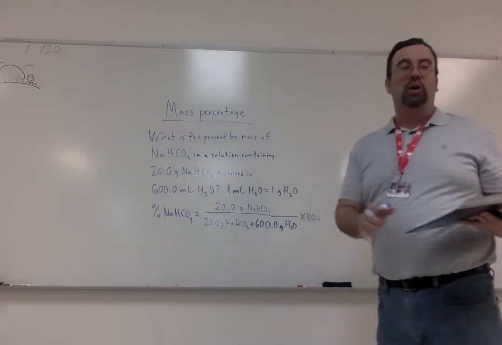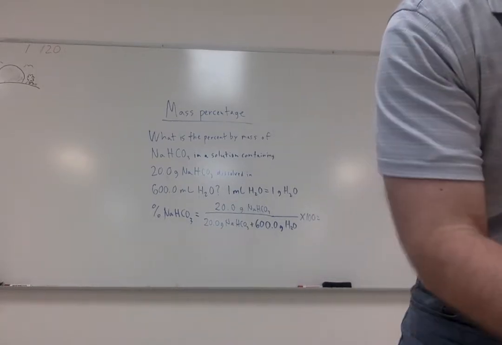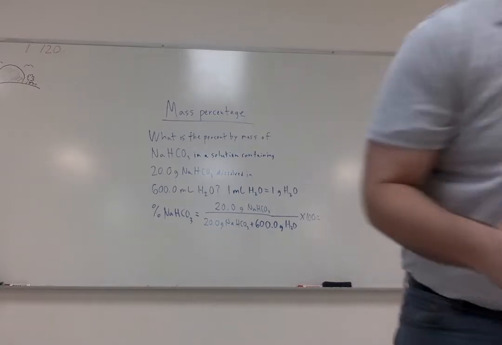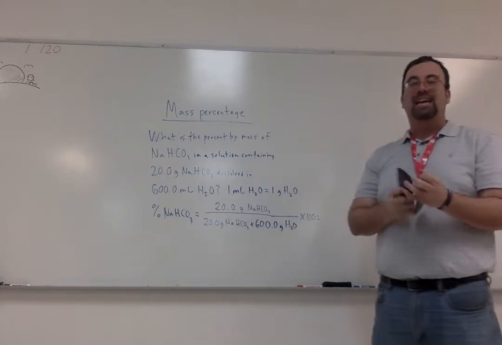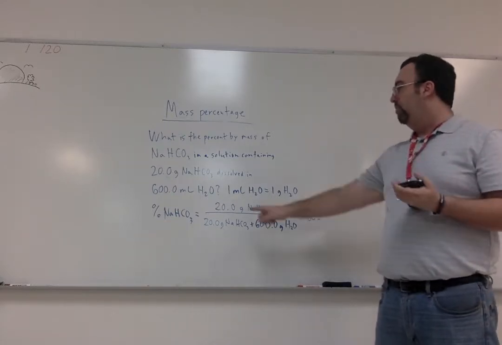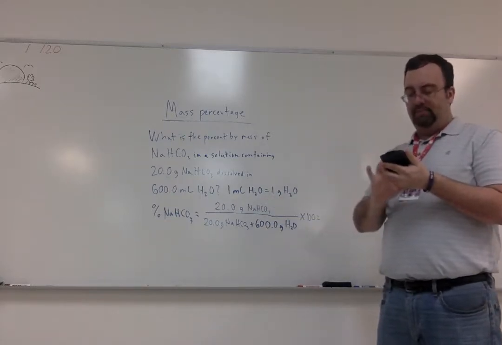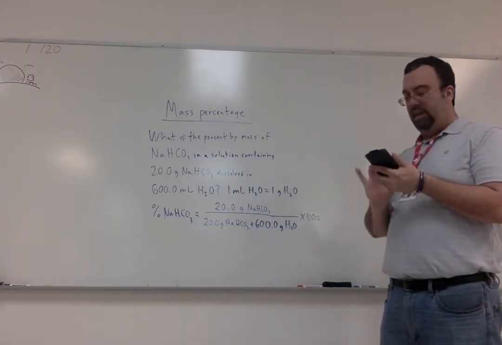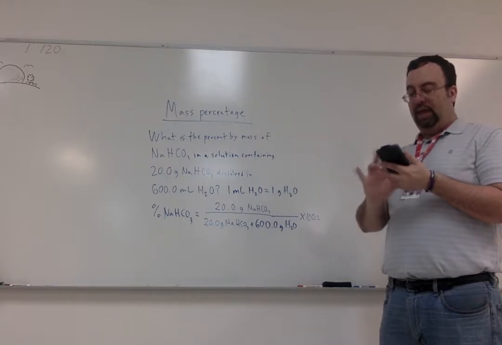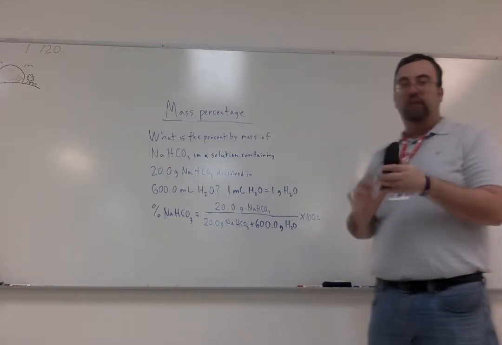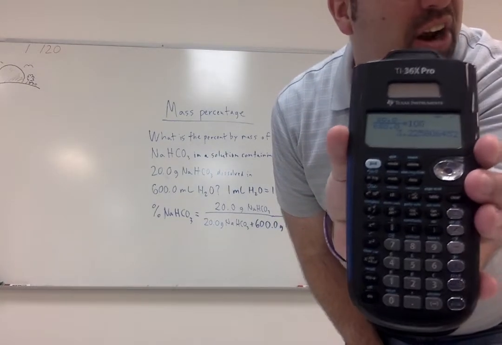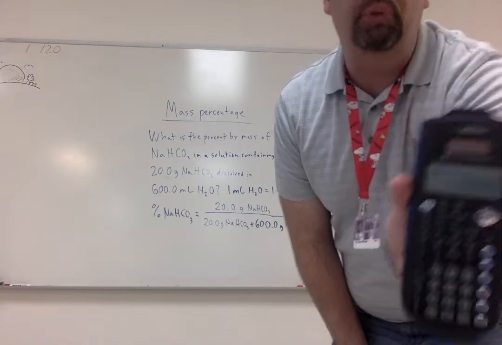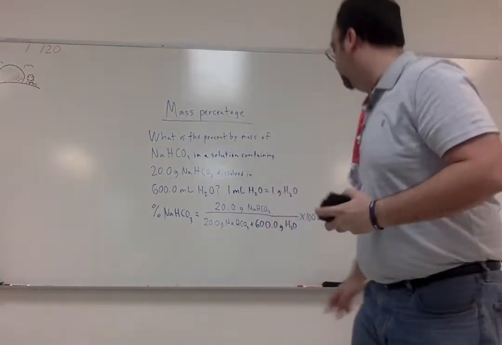I'm going to take out my calculator and calculate the percentage of the sodium bicarbonate in this solution. I take 20.0 grams on top and divide it by 620.0 and multiply by 100. When I do that, I end up getting roughly 3.2%.